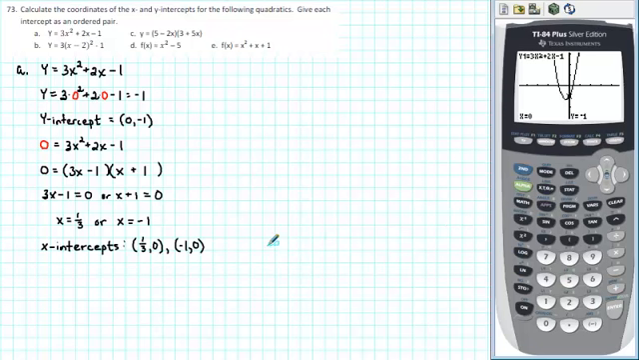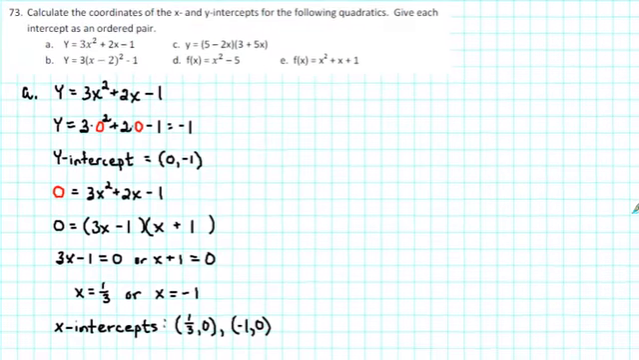We've determined that our x-intercepts are at (1/3, 0) and (-1, 0). So let's go ahead and enter 1/3 for x. We see that when x is equal to 1/3, the y value is 0, and the cursor is blinking on one of the x-intercepts. Let's enter negative 1 for x. We also see that the point (-1, 0) is on the graph, so we found the intercepts correctly.